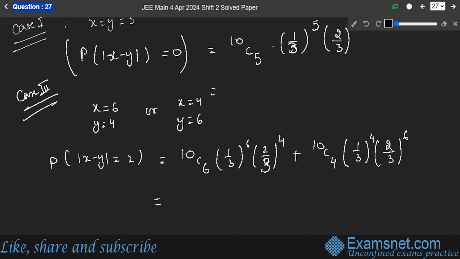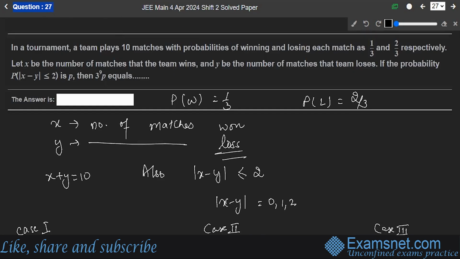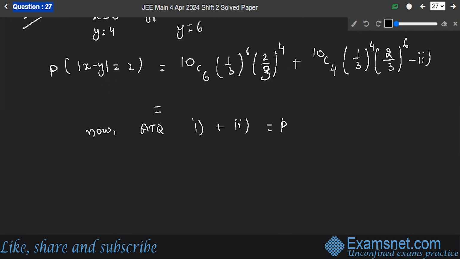So this is equal to, okay, this is your case 2, 1 and 2. Now, according to the question, this 1 plus 2 is equal to P. In the question, it is given that the probability of the sum being less than or equal to 2 is equal to P. So according to the question, 1 plus 2 is equal to P.